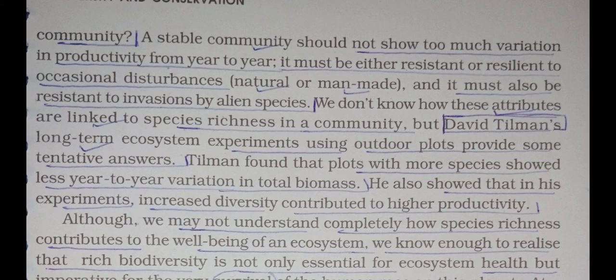Okay, so Tilman found that plots with more species showed less year-to-year variation in total biomass. So underline this. What would be the observation of Tilman? Tilman found that plots, meaning ecosystems, with more species showed less year-to-year variation in total biomass. It means if an ecosystem has more species, more biodiversity, then the variation in biomass will be comparatively lesser.